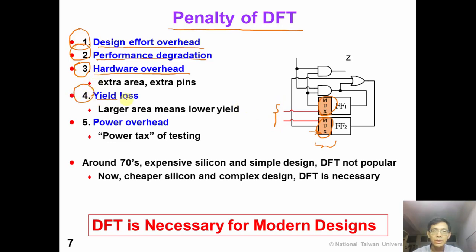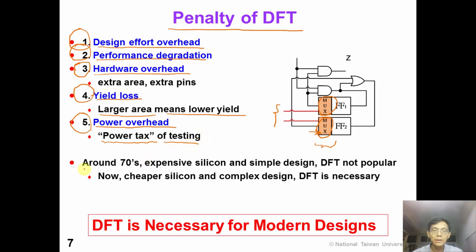Number four penalty is yield loss. Because circuits with DFT are bigger, that means the yield is lower. And the last but not the least is power overhead. Since the DFT circuit costs area overhead, it also consumes power. Although the DFT circuit is used only once during the test, it consumes power all the time. Somebody says this can be regarded as power tax of testing.